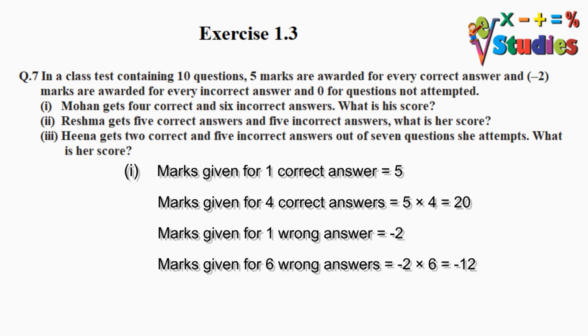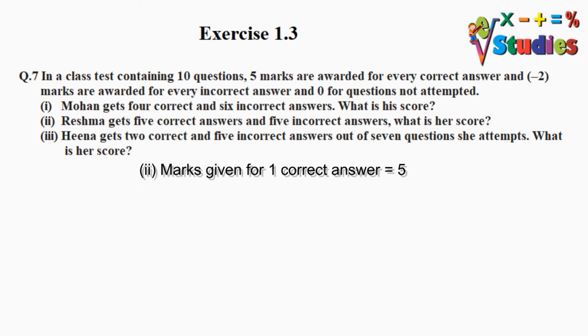Now we'll multiply 6 with negative 2. That will give us negative 12. And then we need to add negative 12 to 20. So 20 minus 12 will give us positive 8. Total marks obtained by Mohan are 8 marks. Moving on to question number 2 of this question.